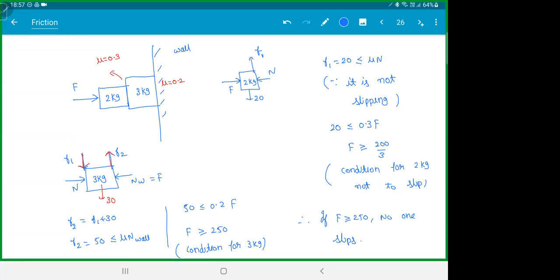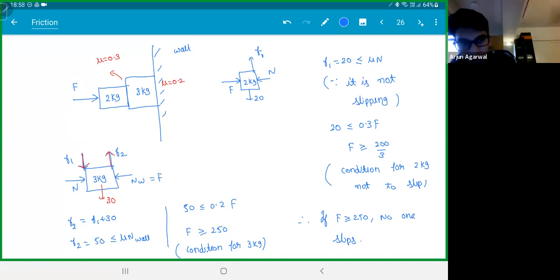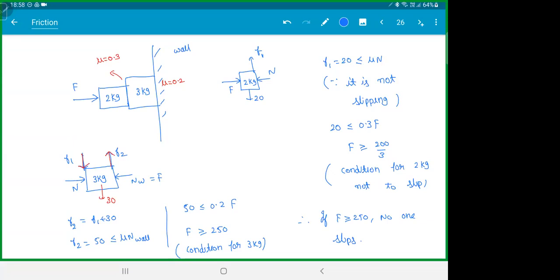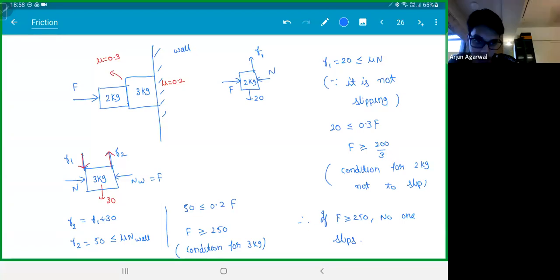Check this out. It's a good one. Sir, in this, if the wall was smooth, would the friction in the blocks then be there? No way, na? The system will never remain in equilibrium. They'll definitely fall. Okay.